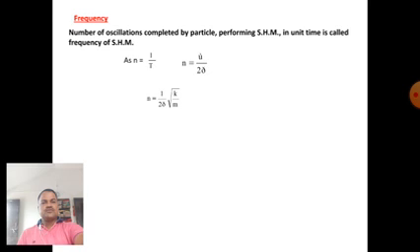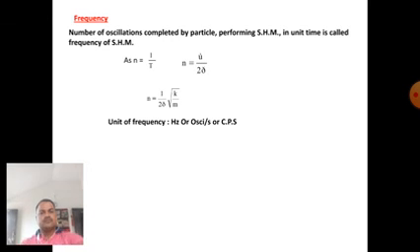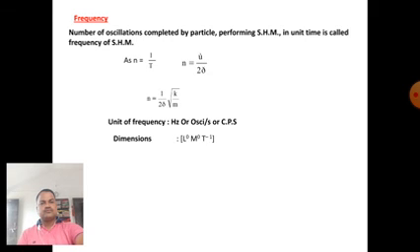Put the value of T is equal to 2 pi upon omega. Therefore the formula for frequency is n is equal to omega upon 2 pi, and this is the frequency formula related to the spring block experiment. The unit of frequency is hertz, oscillations per second or cycles per second. The dimension is M raised to 0, L raised to 0, T raised to -1.